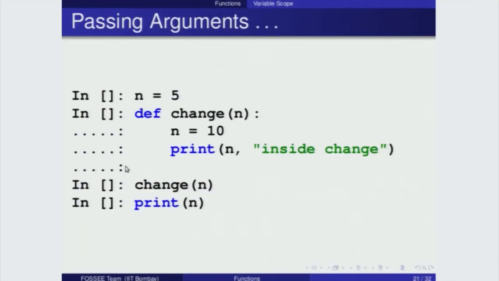Let us move on to another example. Please try this. This behavior should not be surprising at all to you. n is 5, we say change n, n is 10, print n inside change. So now when we call change n, what has happened? You have passed the value 5, but then you set this n to 10, and then you printed n inside change and you get 10 inside change. But when you print n itself, because you have not made this global, it will only print the value 5. So this should not be surprising based on everything you have seen so far.